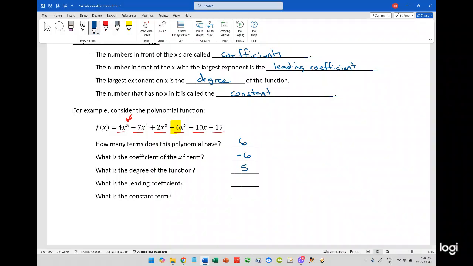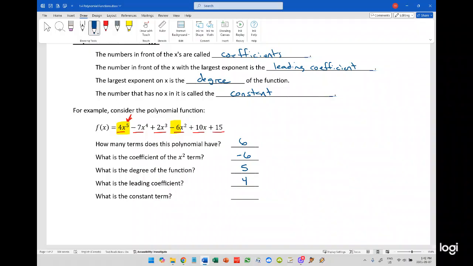It's actually a quintic. But again, we don't have to know the names for anything really above cubic or quartic. We just say degree 5, degree 6, degree 7. Leading coefficient, the largest exponent is 5, and its number in front is a 4.